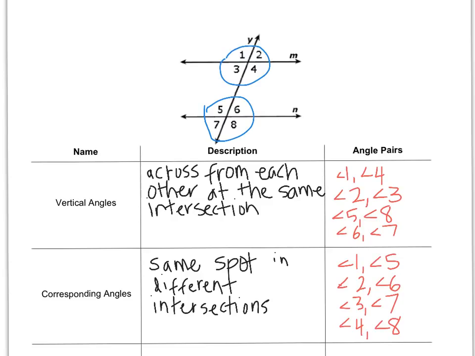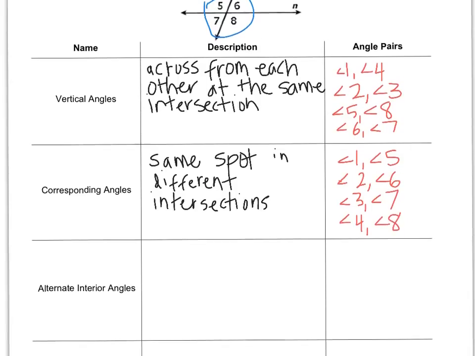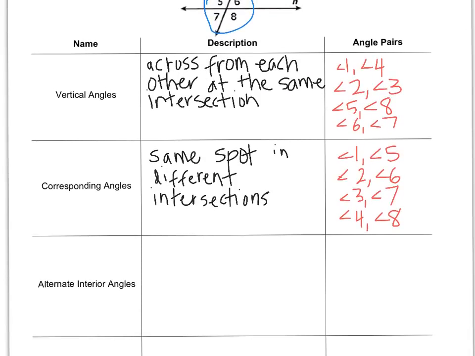The next one that we've got is alternate interior angles. So I'm going to scroll up and down so I can get the definition and the angle pairs and then get to the picture. Alternate interior angles have kind of a long definition only because it's a little complicated to explain where they are. But once you see them, you'll understand what all the parts mean.